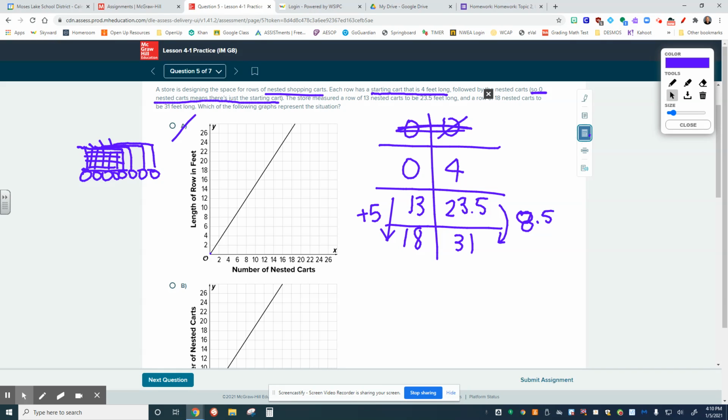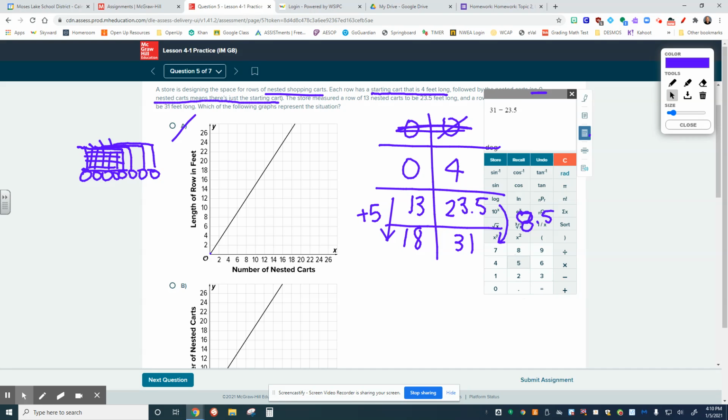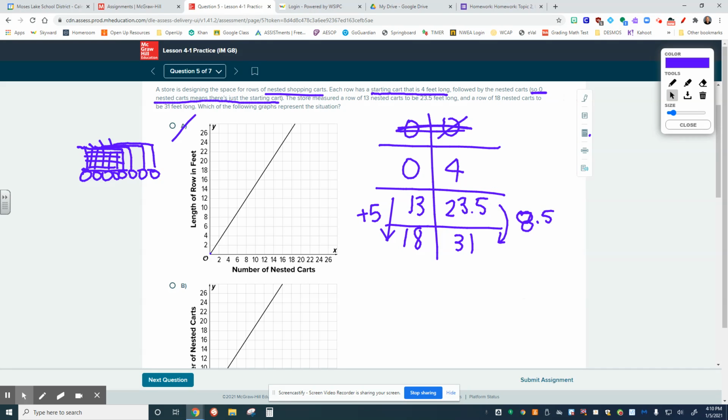Okay, I'm going to break on this. It's been a long day and my brain's kind of fried. So 31 minus 23.5. Oh, I was right the first time. I should have trusted myself. Let's stay with that 7.5. And then I find out that we add on 7.5 feet for every 5 carts that are given.